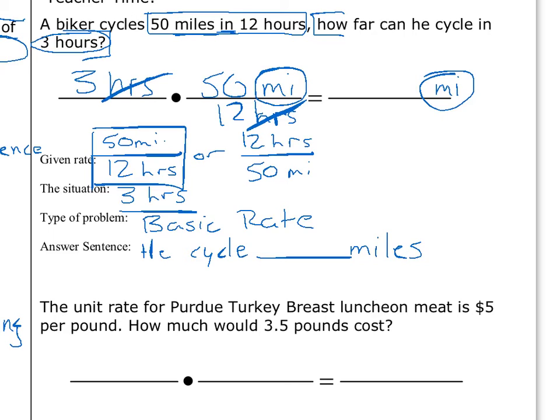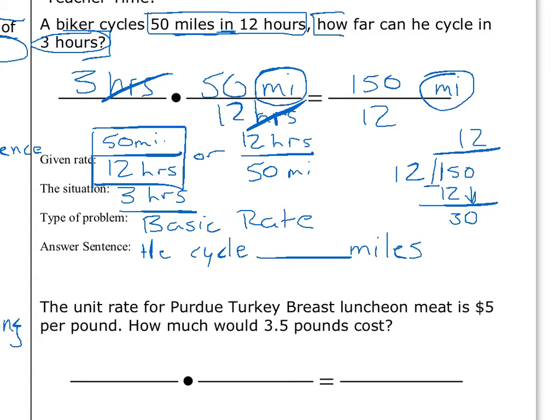Top times top, 3 times 50 is 150. Bottom times bottom, nothing times 12 is 12. So we're looking at doing 150 divided by 12. Goes in 1 time. 3, bring down the 0. Goes in 2 times. 24. And we need a haunt the house, bring down the 0. 12 goes into 60 exactly 5 times. Decimal pops straight up, and we get 12.5 miles.